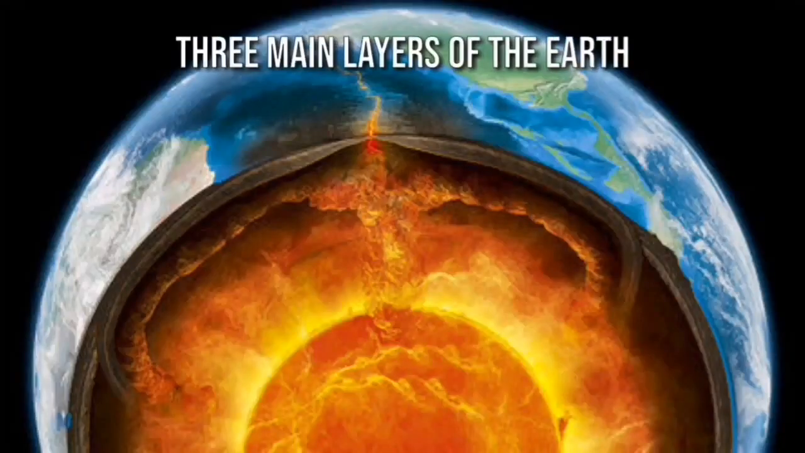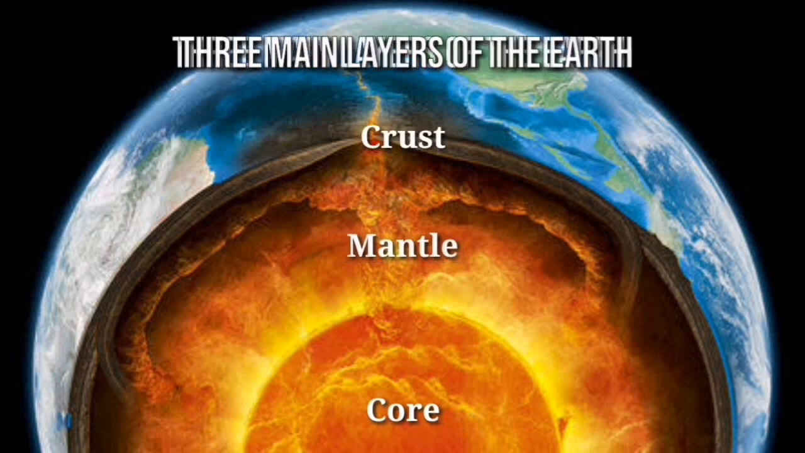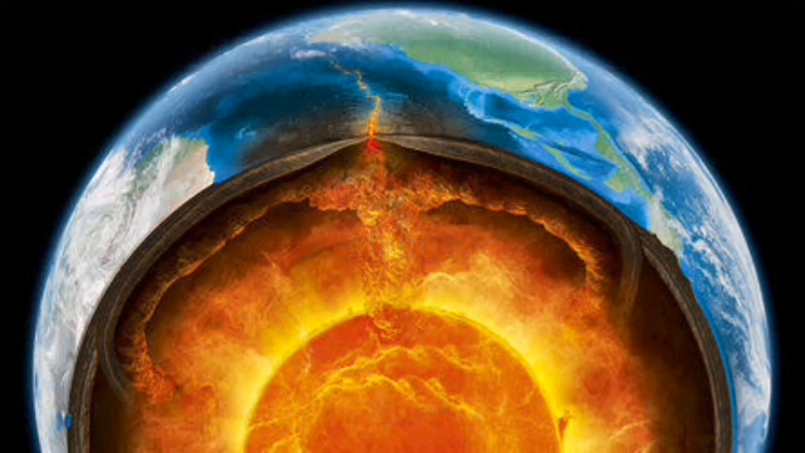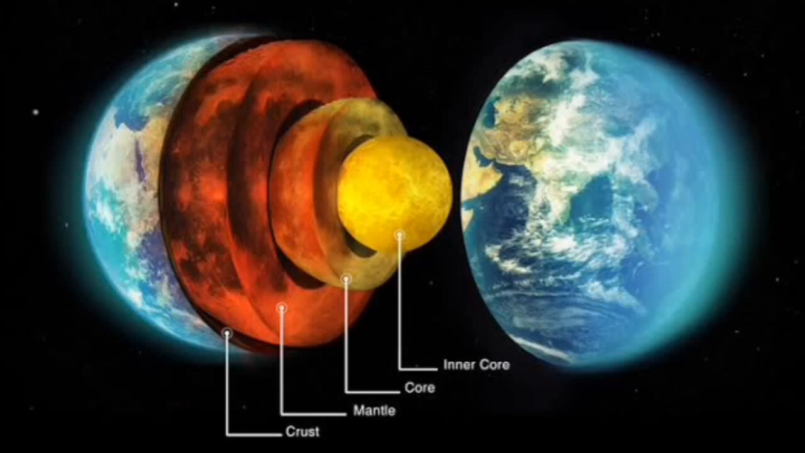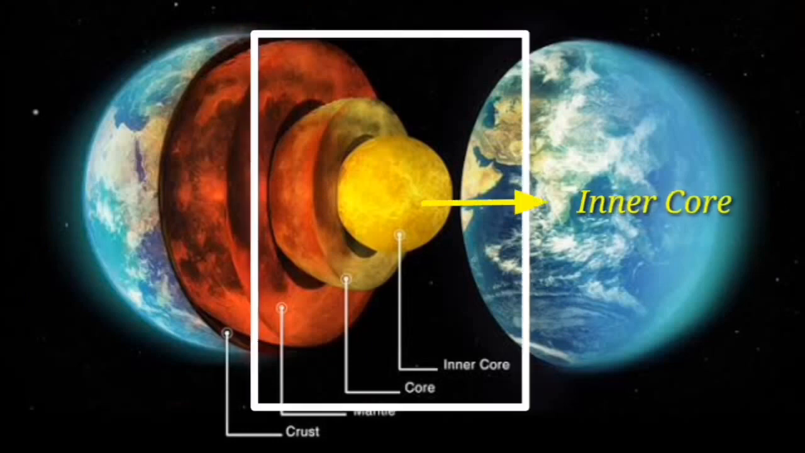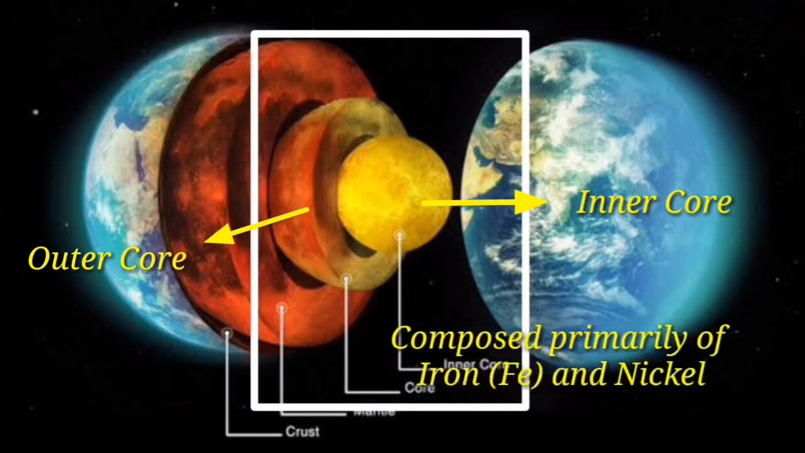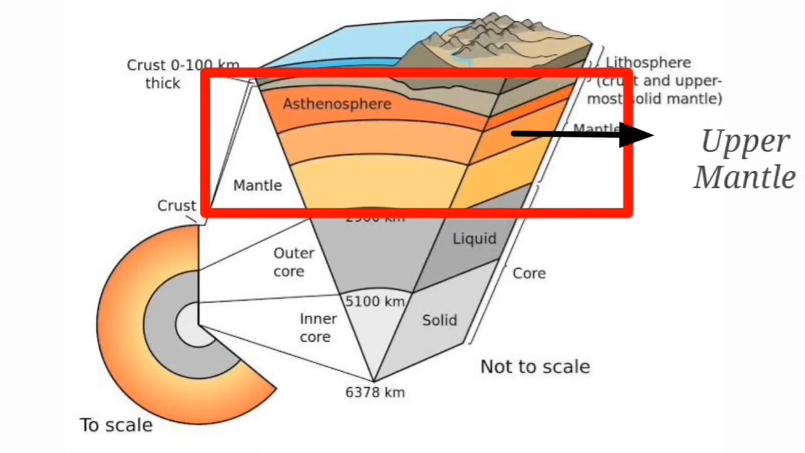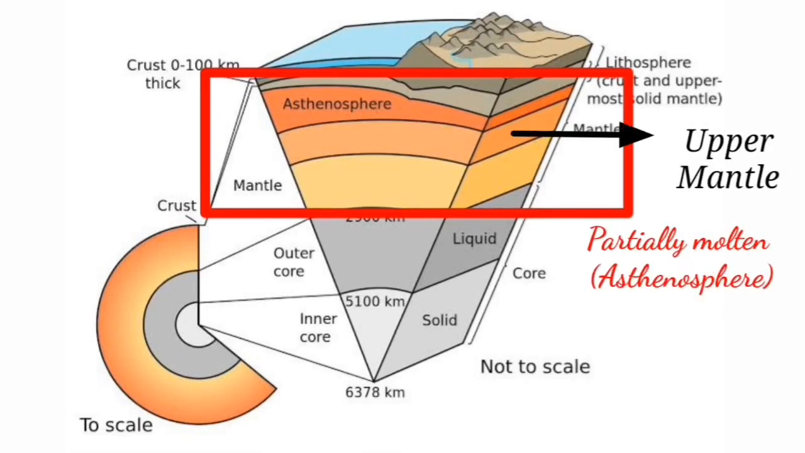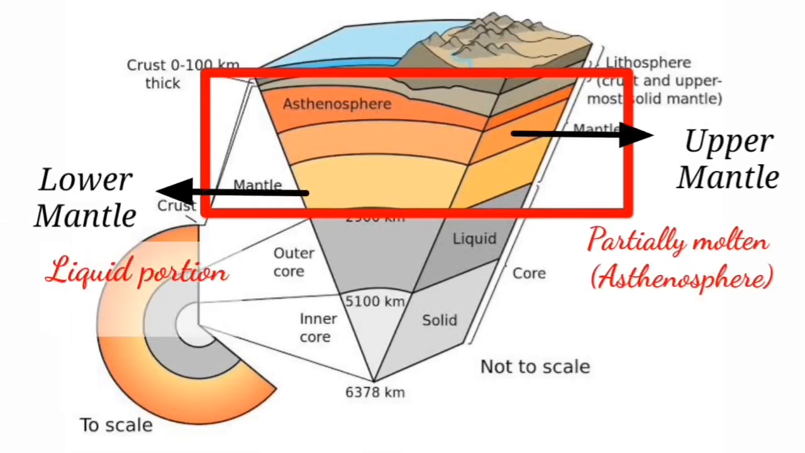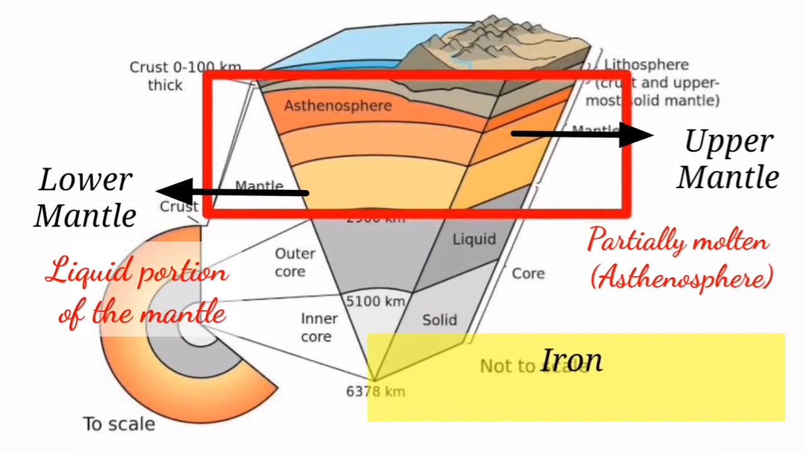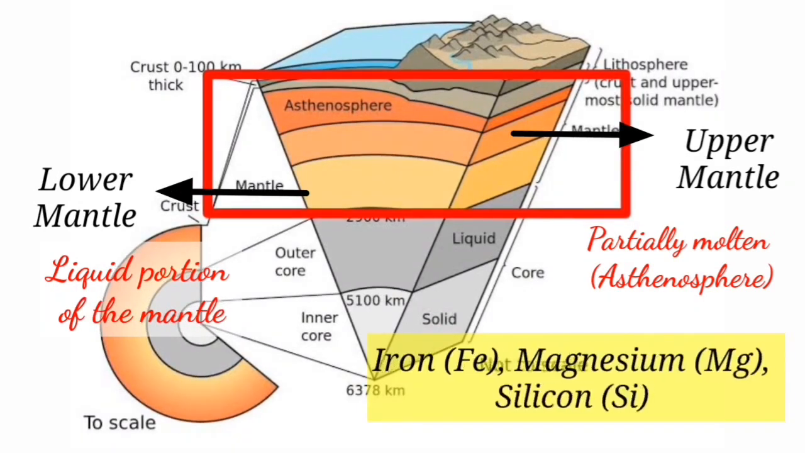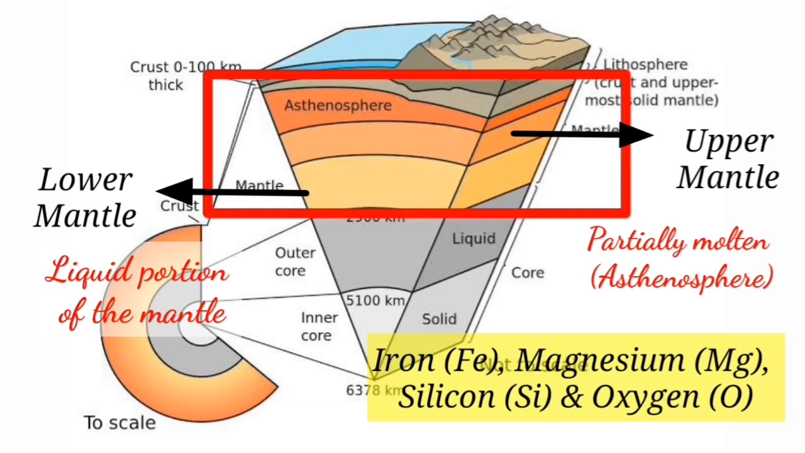Earth can be divided into three main layers: the core, the mantle, and the crust. The core can be further divided into two parts: the solid inner core and the liquid outer core, which are composed primarily of iron and nickel. The mantle has the upper mantle, which is partially molten, and the lower mantle, which is the liquid portion of the mantle. These are composed of iron, magnesium, silicon, and oxygen.